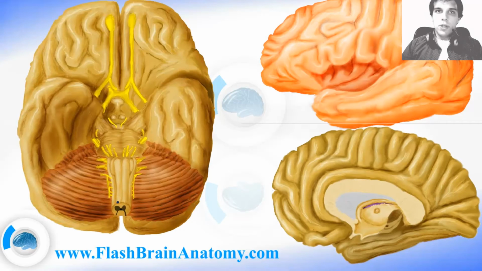Okay, so first we have the two vertebral arteries entering the skull through the foramen magnum, the magnum foramen. And these two arteries join here and create one artery called the basilar artery.